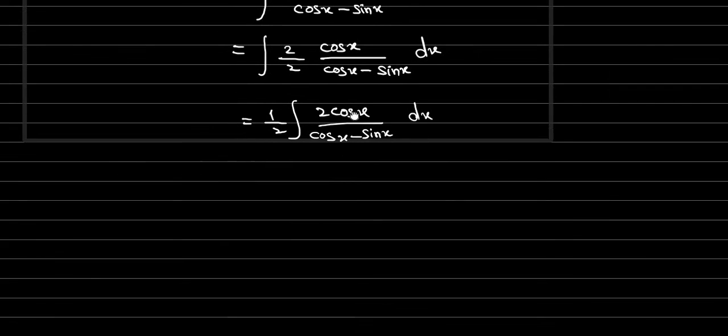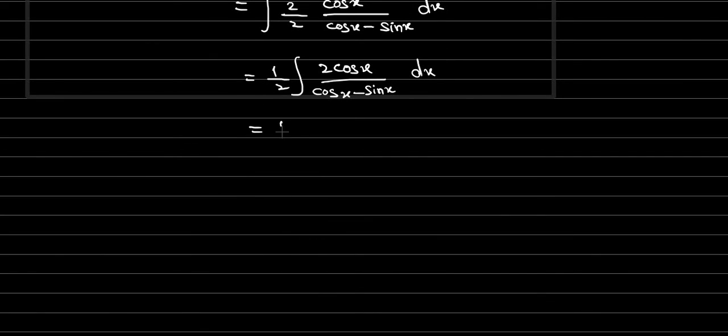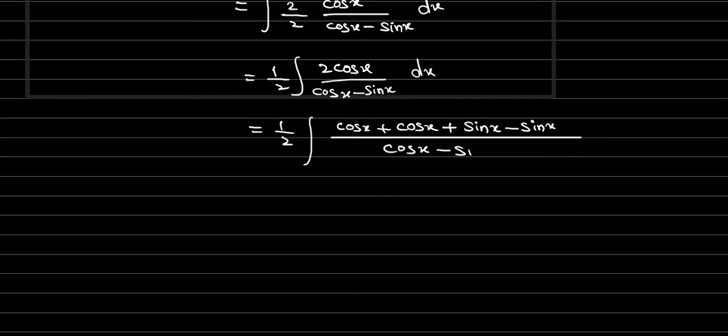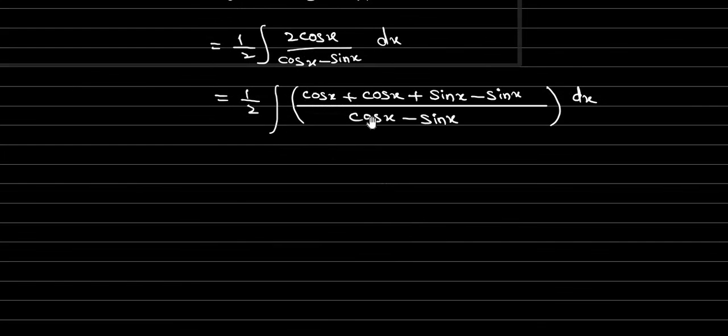So this 2 cos x is what, 2 times of cos x, right? So cos x plus cos x. So 1 by 2 integral cos x plus cos x. Now here cos x differentiation is what? Minus sin x, that we don't have here. And sin x differentiation cos x, that part alone we have. So I am going to add and subtract sin x in the numerator. Equation also will be balanced. So cos x minus sin x dx.